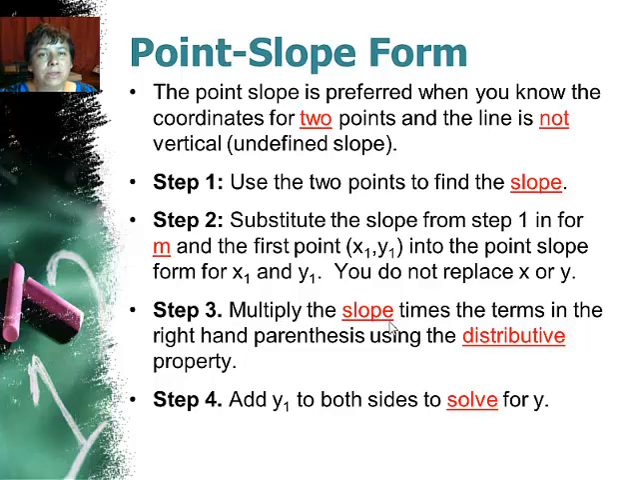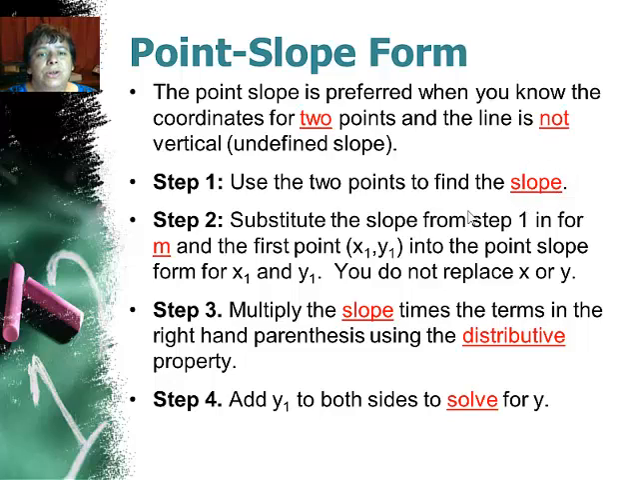The point-slope form is handy when you know the coordinates for 2 points, and you may or may not know the slope, and when the line is not vertical. If it's a vertical line, that's x =, and so the point-slope form won't work for that. So the first step is to use the 2 points to find the slope.